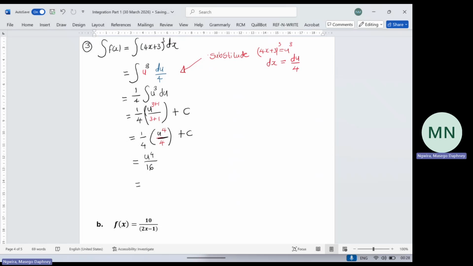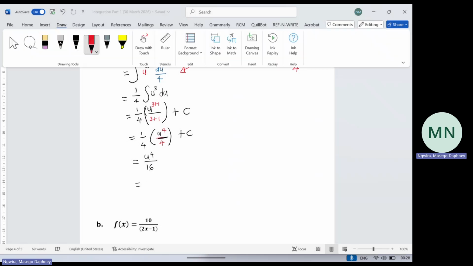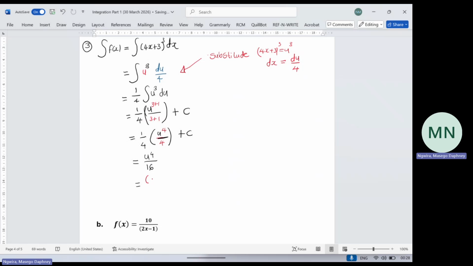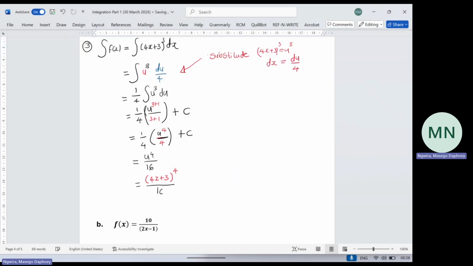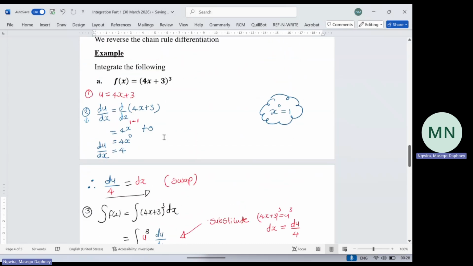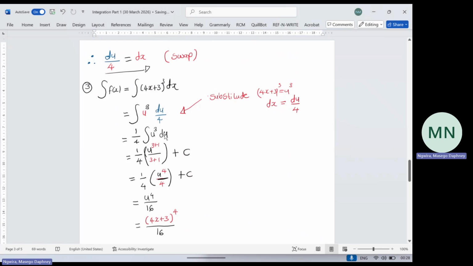And then now we said that our u is, so we're going to substitute back. So we're going to replace u with 4x plus 3, and then to the power of 4, sorry, to the power of 4, not to the power of 3. Add to the power of 4, and then over 16, because 4 times 4 is 16, yes, so over 16. So that's how we integrate with the chain rule.